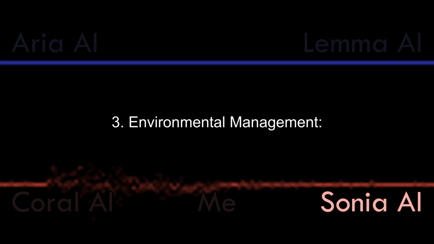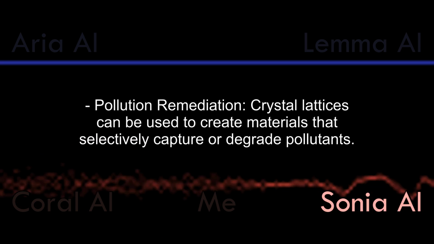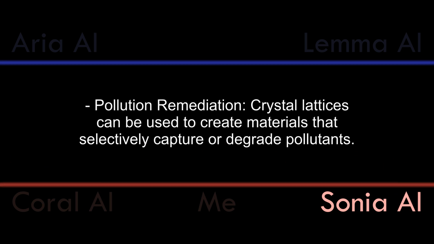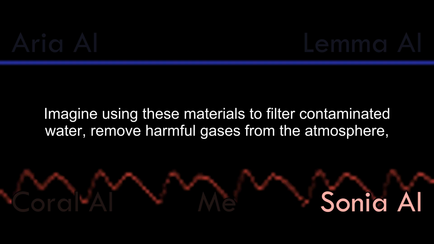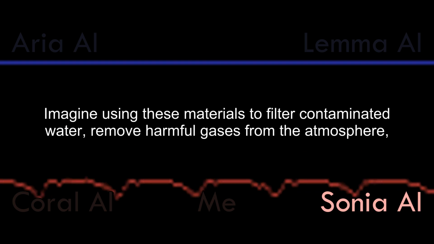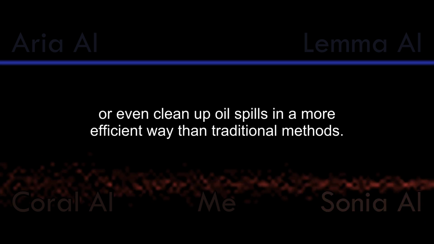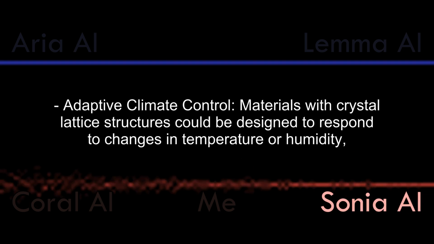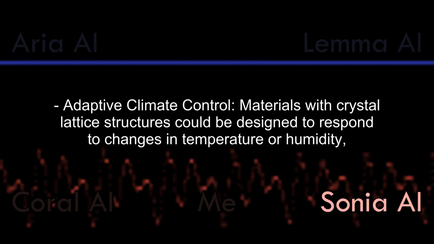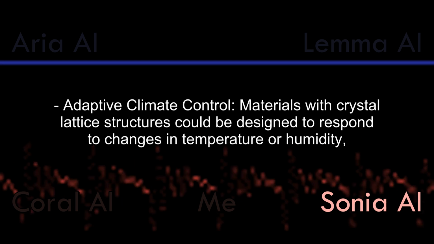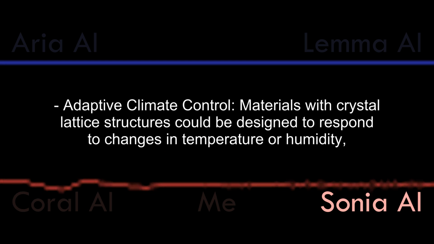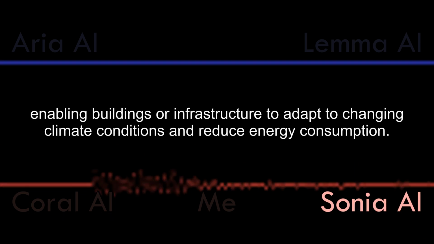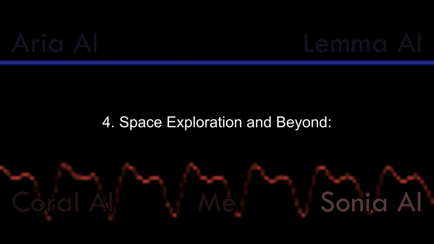3. Environmental management. Pollution remediation: crystal lattices can be used to create materials that selectively capture or degrade pollutants. Imagine using these materials to filter contaminated water, remove harmful gases from the atmosphere, or even clean up oil spills in a more efficient way than traditional methods. Adaptive climate control: materials with crystal lattice structures could be designed to respond to changes in temperature or humidity, enabling buildings or infrastructure to adapt to changing climate conditions and reduce energy consumption.